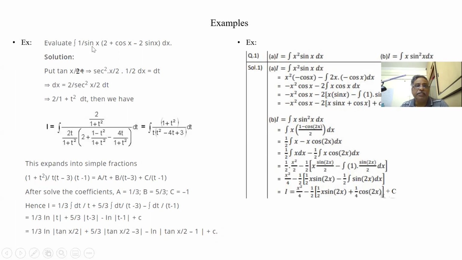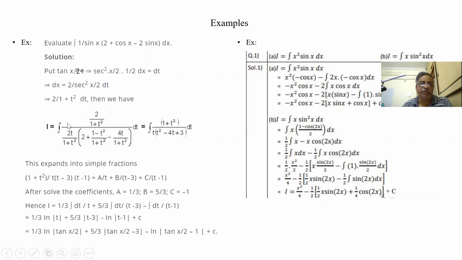See, integral 1 by sin x into 2 plus cos x minus 2 sin x dx. All in the form of sin x, cos x. Let us convert them into one single form. So we know sin x, cos x can be written in tan x by 2 form. So I am putting tan x by 2 is equal to t. So secant square x by 2 into 1 by 2 dx is equal to dt. So dx is equal to 2 into dt by secant square x by 2. Secant square x by 2 is nothing but 1 plus tan square x by 2. So dx is 2 by 1 plus t square dt.